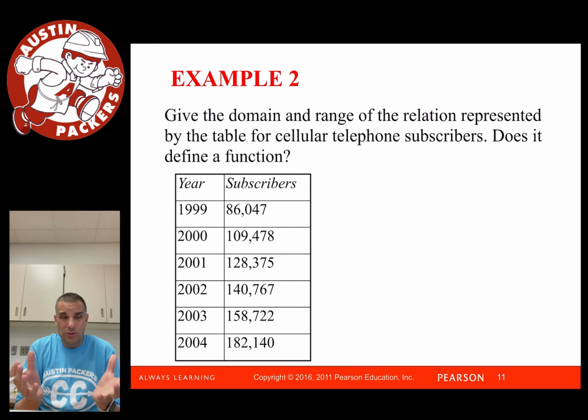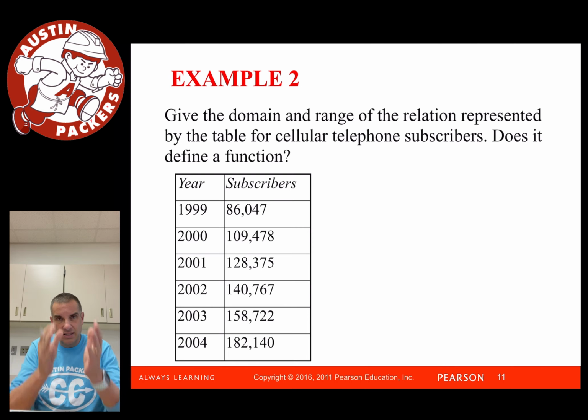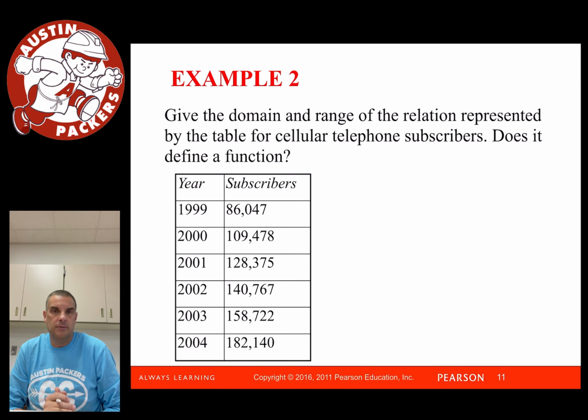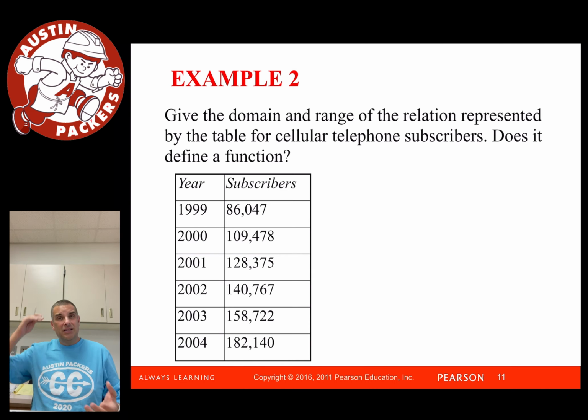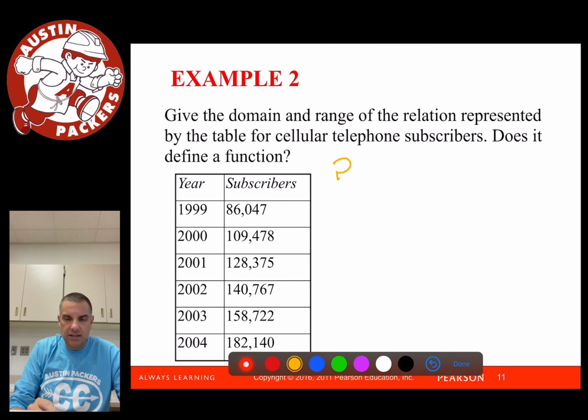Again, we can write this as ordered pairs. We could write this as (1999, 86,047) and so on. So we could write these as a set of ordered pairs if we wanted to. It doesn't really tell us we have to do that, but we just need to give the domain. The domain is going to be all of your x values. So when you're listing the domain, just D, which is a beautiful D, by the way, you're just going to list the x values. So our domain is 1999, 2000, and the rest of them.